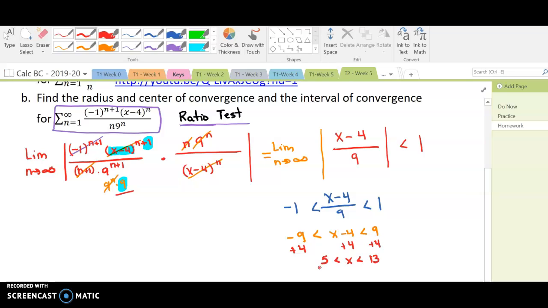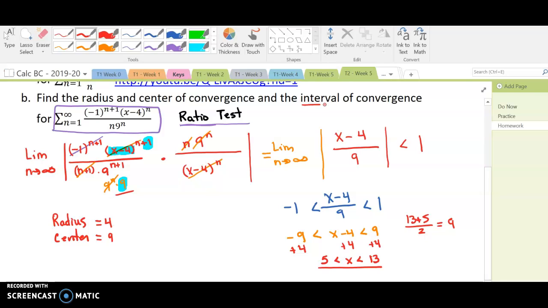and negative 5. So from here you can see that our radius and our center, those can be calculated easily. Halfway between 13 and negative 5, the average is the center. 13 plus negative 5 over 2 is 8 over 2 is 4. So our center is 4. And our radius will be 9.